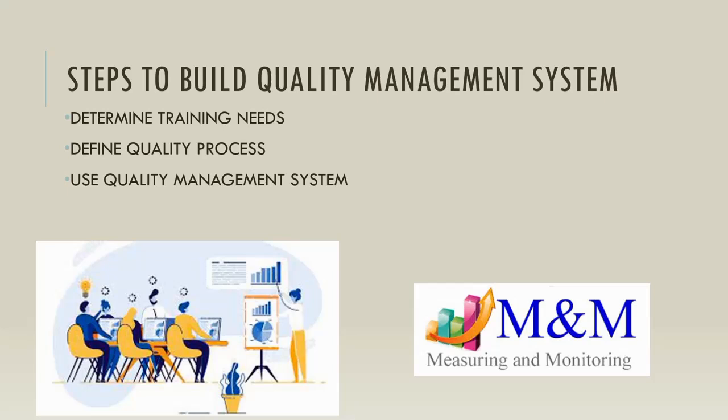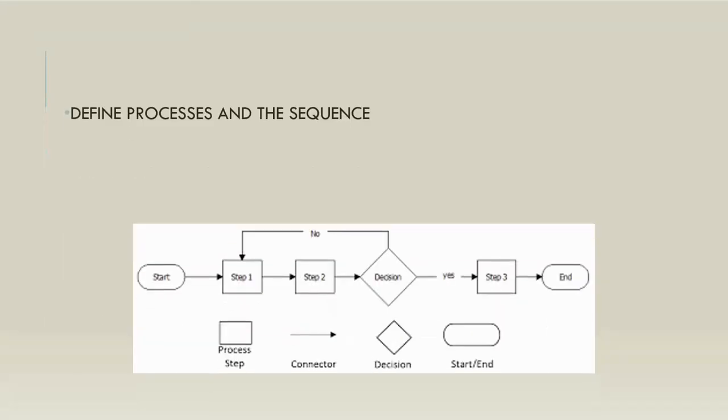Use the quality management system. A proper system must be there. For example, ISO 9000 is one of the quality management systems. So any kind of quality management system must be taken into consideration for this. And measure and monitor the performance of the system. So it must be measured and monitored properly. Definition of the processes and the sequence.